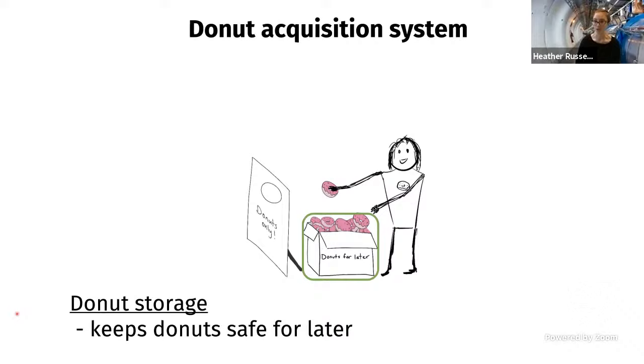And then the last part of the system is our donut storage. Now, this isn't really part of our acquisition system because at this point the donuts have been acquired, but it is the end of the chain. Here, we can keep the donuts safe for later study. For instance, when you're no longer being pelted with donuts, you could sit down and do a detailed analysis of which ones might magically be jelly filled.